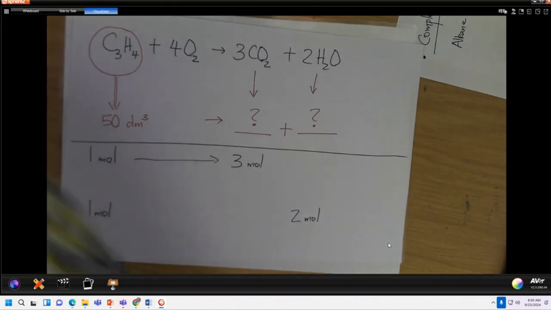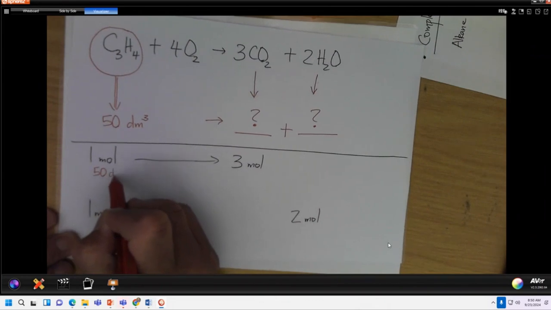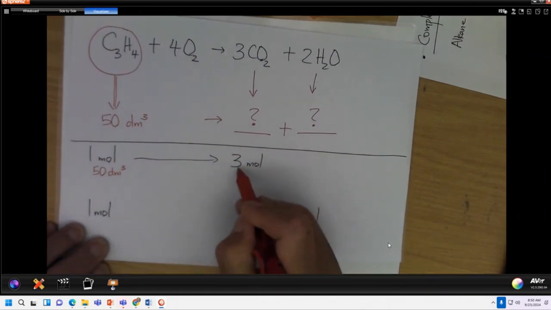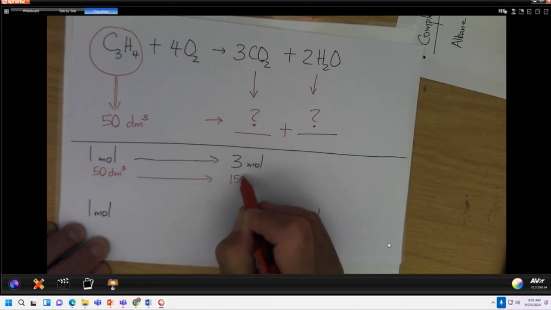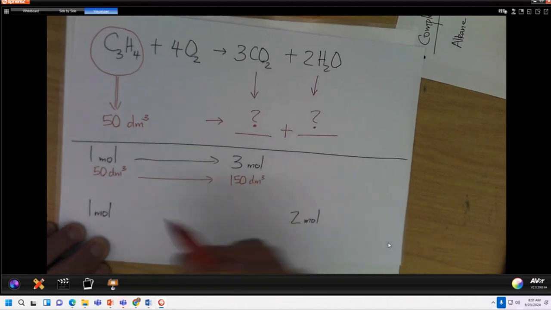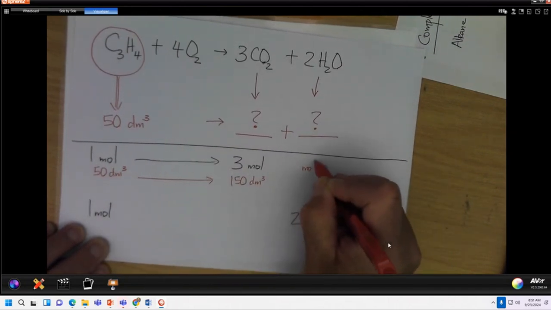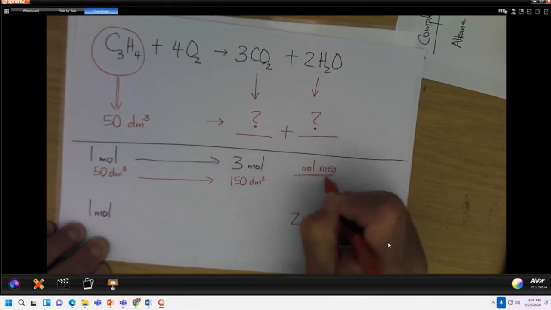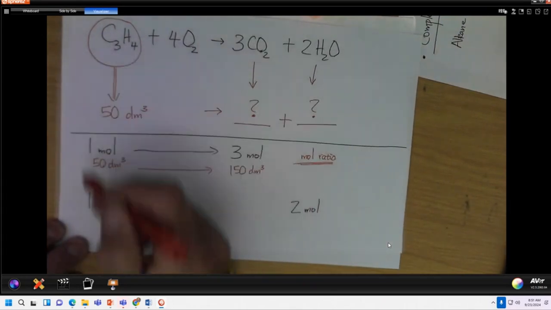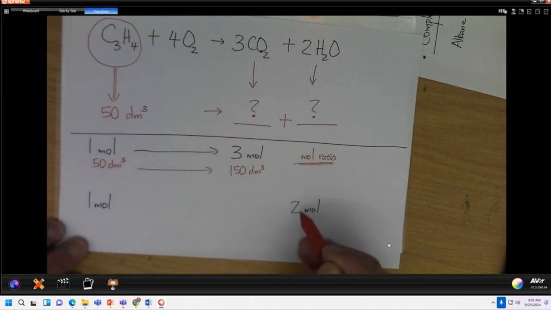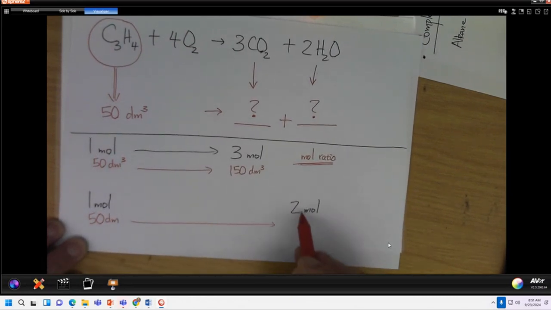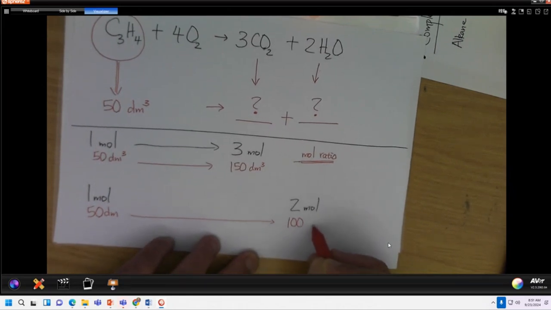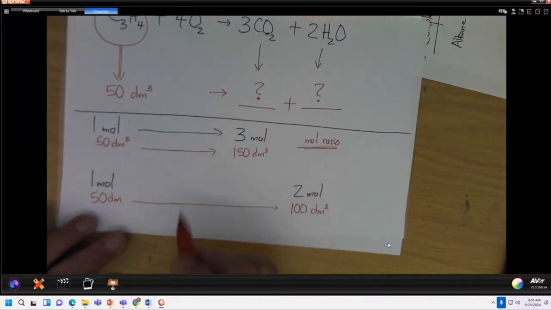Now, if 1 mole is 50 cubic decimeters, they tell me that, what is 3 times 50? I can hear you saying it. Yes. 150 cubic decimeters by virtue of the mole ratio, right? The mole ratio is helping us get to the answer. Very important. In a similar manner, if 1 mole of propyne reacts so that it forms 2 moles of water in its gaseous phase, according to the balanced reaction, that means 50 cubic decimeters is going to give rise here to, what's 2 times 50? 100 cubic decimeters. So I'm ready for my answer.